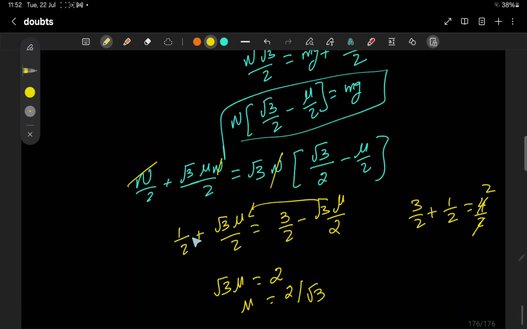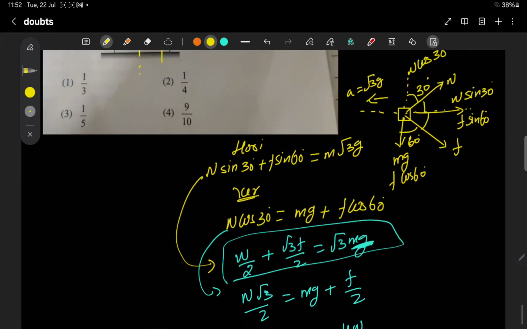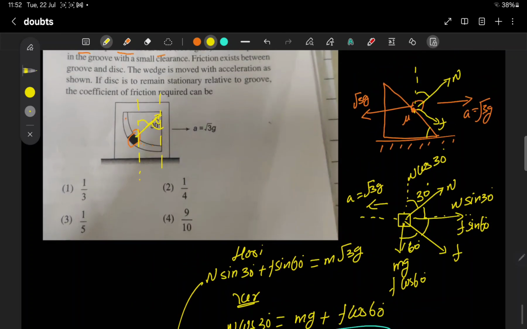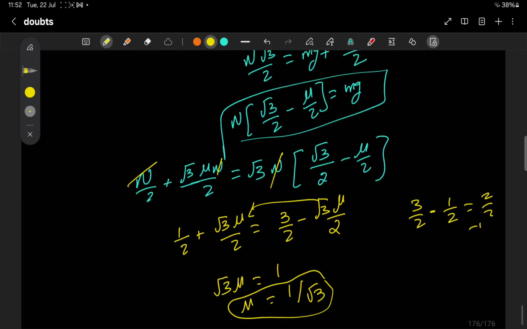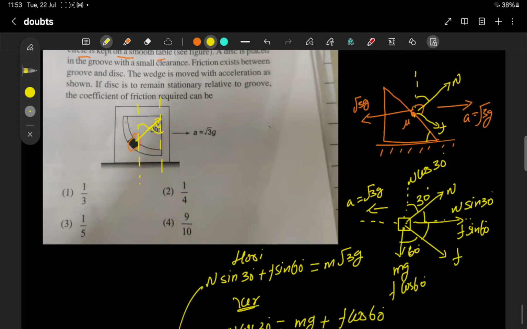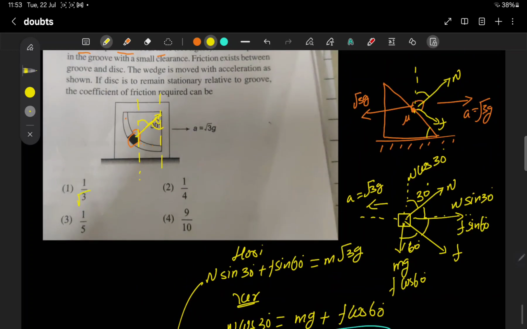Here we made a mistake. That 1 by 2 comes here, so it is 3 by 2 minus 1 by 2. So this is minus 1 by 2. If it is minus 1 by 2, what do we get? We get 2 by 2, which is 1. So the answer is 1 by root 3. Somewhere the root was missing, but it is 1 by root 3 only. So this is the correct answer, 1 by root 3.